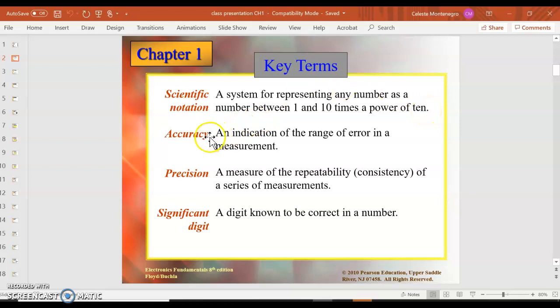We are going to discuss accuracy. What is accuracy? What is precision? And significant digits. Significant digits we are not going to take too much into consideration until later, but accuracy indicates the range of error between the actual value and the acceptable value. The precision just means how many times you get the same result.